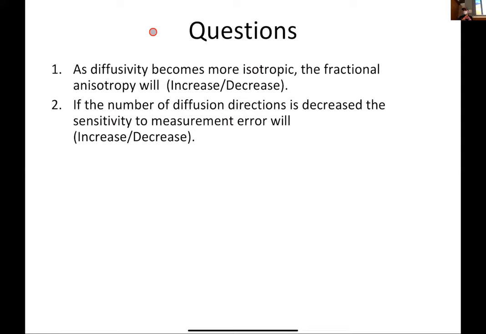So as things become more isotropic, that means there's no preferred direction for diffusion. Therefore, any measure of anisotropy should probably decrease. And in fact, what we said again is that as that ellipsoid becomes more isotropic, all the eigenvalues become similar. And so if you go back and look at that expression for FA, all those terms, lambda one minus lambda two minus lambda three, they all go to zero, right? And so if something is completely isotropic, then the FA will actually go to zero, right?